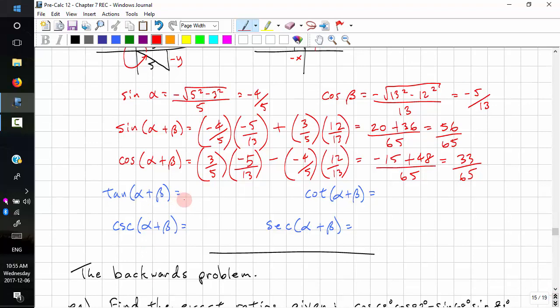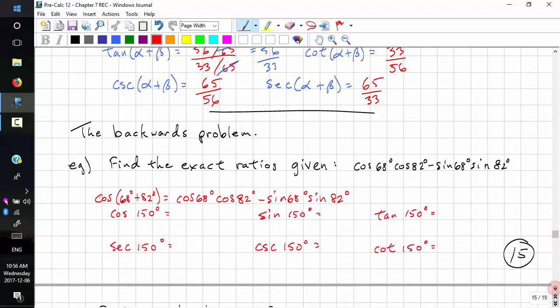Again, we do not need to know the identity for tangent for addition of angles, but we can just use sine and cosine. So we have sine here and cosine here. So this is 56 over 65 divided by 33 over 65. Cancel out the 65s, and we have 56 over 33. For cotangent, we'll just take the reciprocal, 33 over 56. For cosecant, we just flip sine, so that's 65 over 56. For secant, we just flip cosine, so that's 65 over 33.